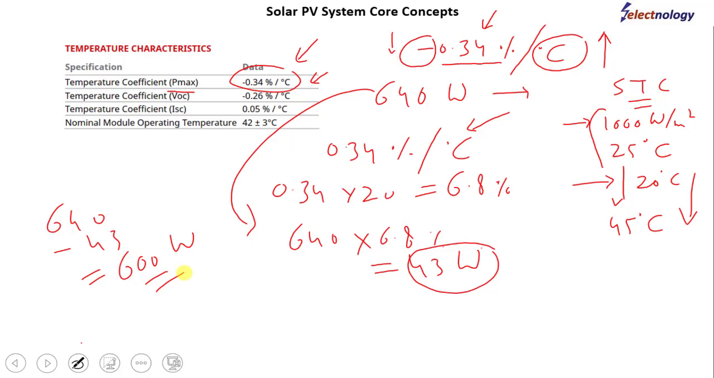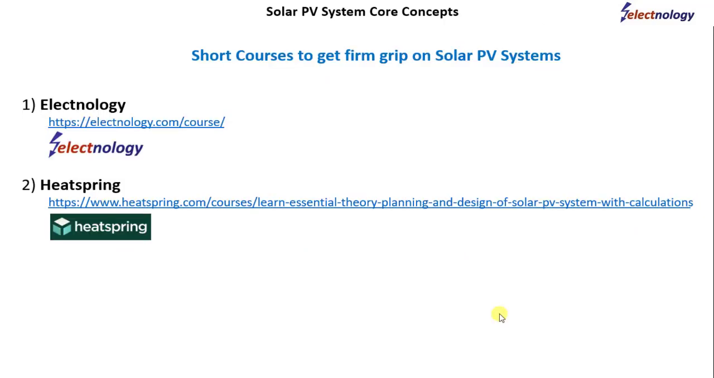Similarly, the temperature coefficient for the open circuit voltage is also given. It also has a negative sign. This means that the open circuit voltage shall decrease by 0.26% for every increase in degree centigrade of temperature of the PV module. And this can also be found out in a similar fashion to what we have just done for the power. With this, we conclude this presentation or session, and we hope that you have learned a few useful things.